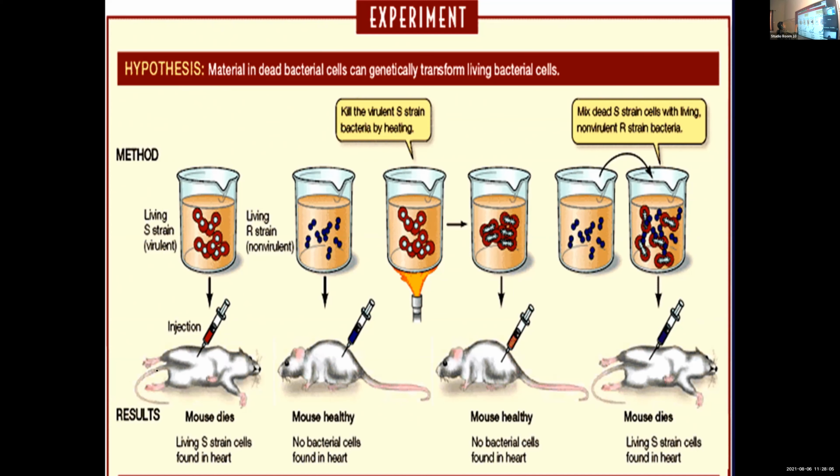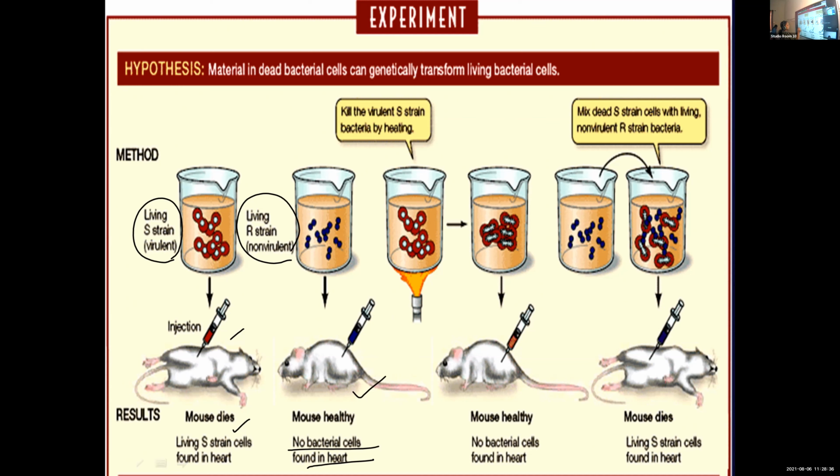See, living S strain, which is virulent, which is harmful, injected, mouse died. And their living S strain cells were found in its heart. No surprise, because they had already injected living S strain bacteria. Then R strain, which is non-virulent, the mouse survived and no bacterial cells were found in the heart, meaning it was healthy, no pneumonia. It didn't develop pneumonia.